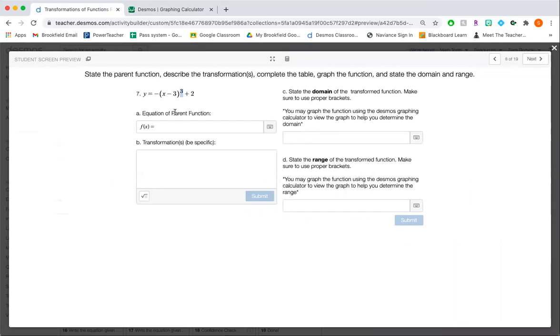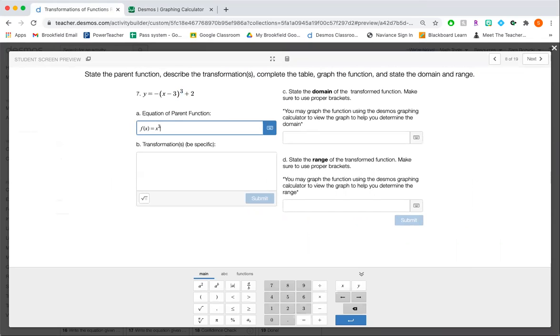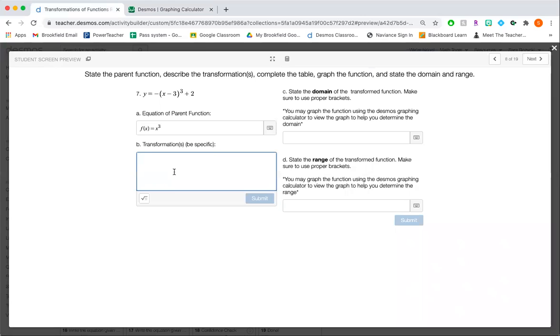Here we have a cubic, so we have x to the third. I have a negative out in front, so that's my reflection over the x-axis. I have a -3 here inside my parentheses happening directly to my x. So this is going to be a horizontal shift to the right 3 units. It's to the right because when we're directly next to the x, we do the opposite. And then I have my +2. So this is my vertical shift up 2 units.